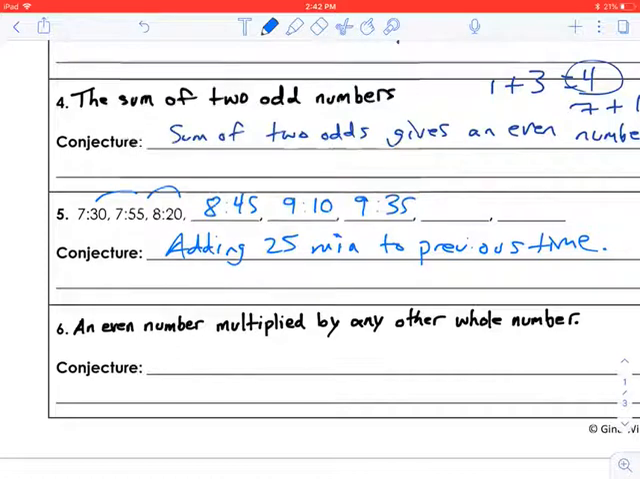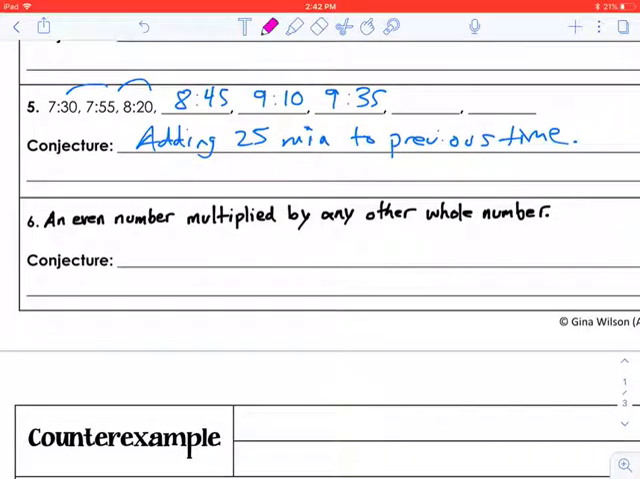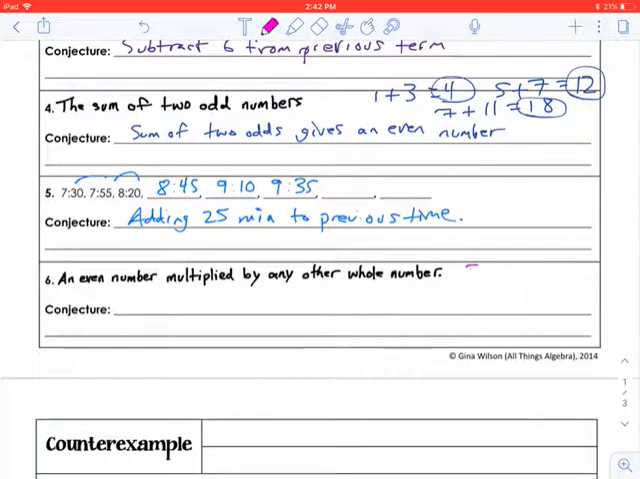Okay. And then the last one here says an even number multiplied by any other whole number. So try it. 2 times anything, 3, equals 6. 4 times 7, that's 28. How about 6 times 2, that's going to be 12. 8 times, I don't know, 4, it's 32. So look at your result each time. Again, the result is always going to be even.